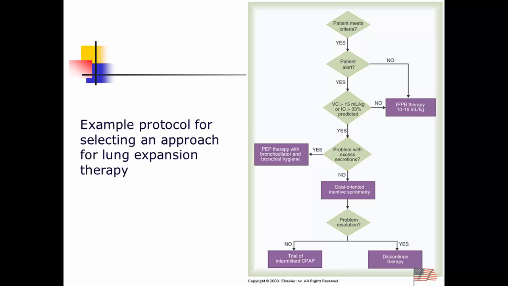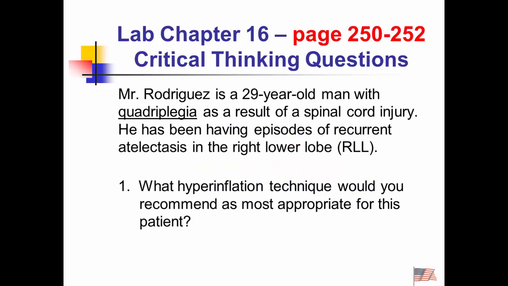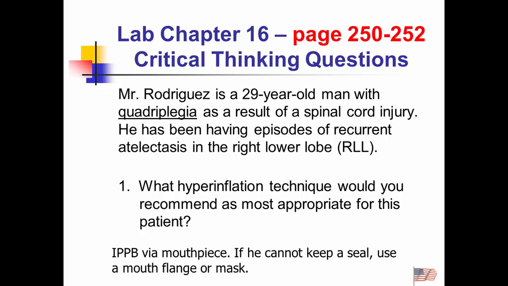This is talking about different components as to which do I use: incentive spirometry, do I use IPPB? We haven't talked about PEP therapy yet, but that's another option that we end up having. So here, let's go through some examples. Somebody with quadriplegia. They can't take a deep breath because they don't have the musculature to do it. He's got atelectasis. He's probably not going to be able to do incentive spirometry by himself. So using an IPPB, in this case with a mouthpiece, or if he can't keep a seal, a mask.